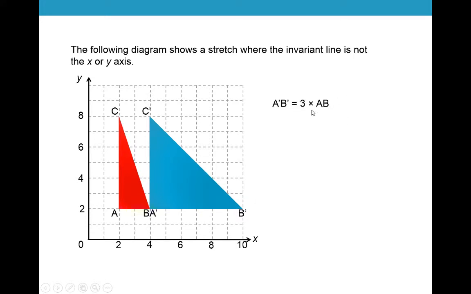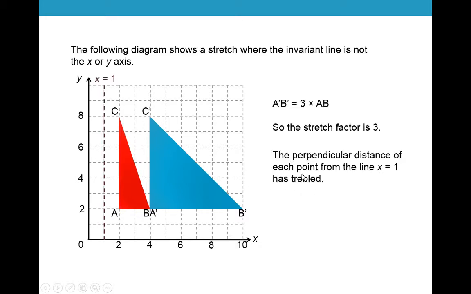Okay, right, as I've just been saying, so A prime, that is 3 times A, so we know it's a scale factor of 3. We knew it was a scale factor of 3. So you can just measure from this distance here. You know that this distance here is 3, and you know it should be 9. So 3 back from here tells you where it'll be. So the stretch factor is 3, and therefore the line's got to be x equals 1. So the perpendicular distance of each point from x equals 1 has trebled. So the invariant line is x equals 1.